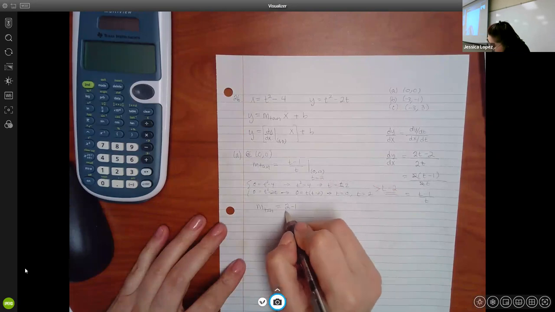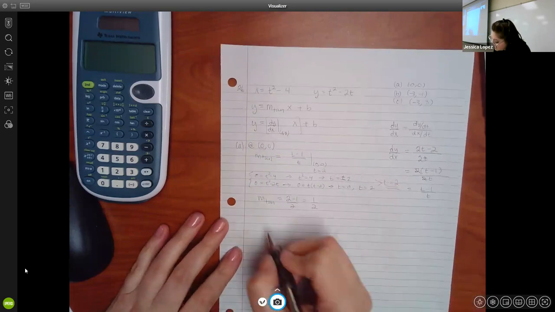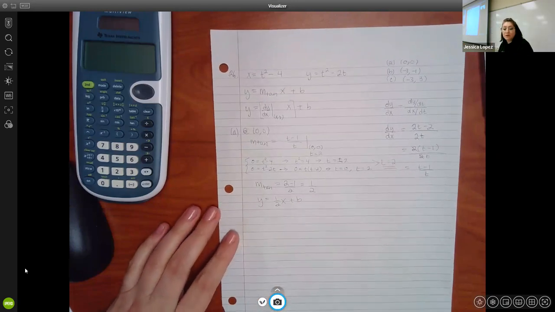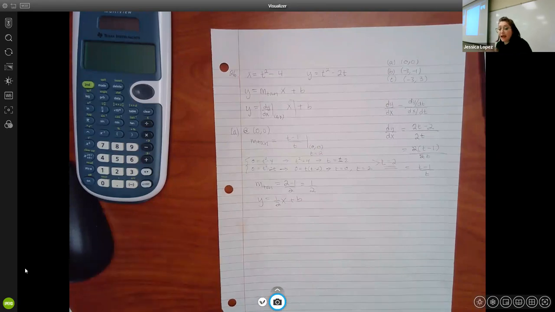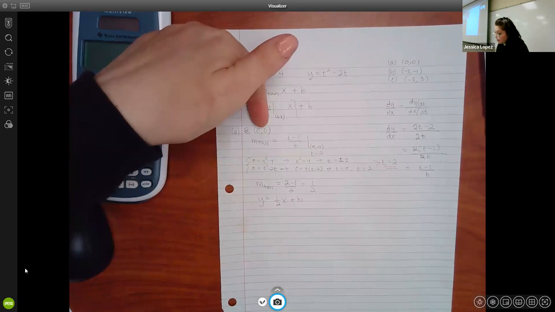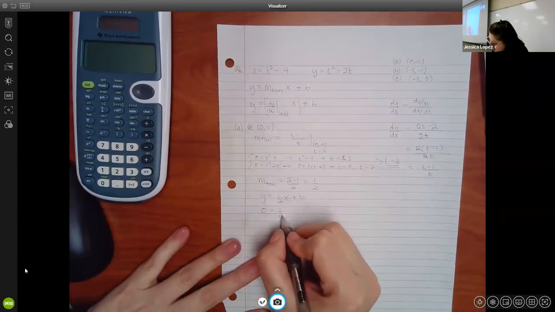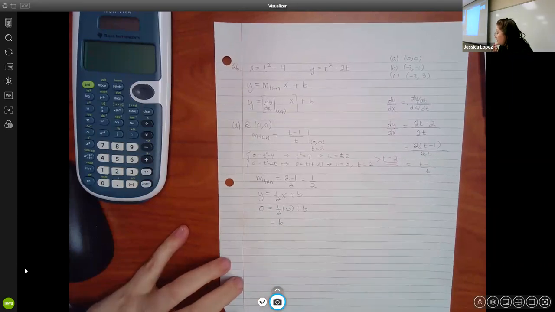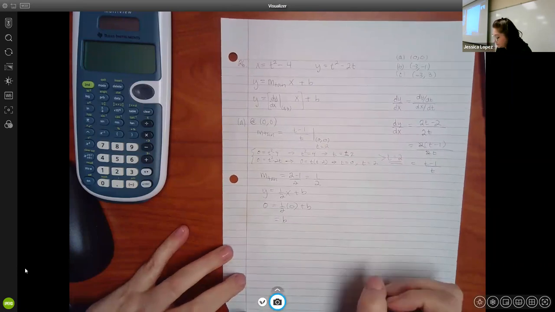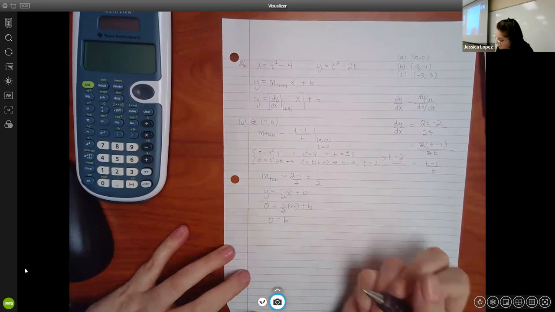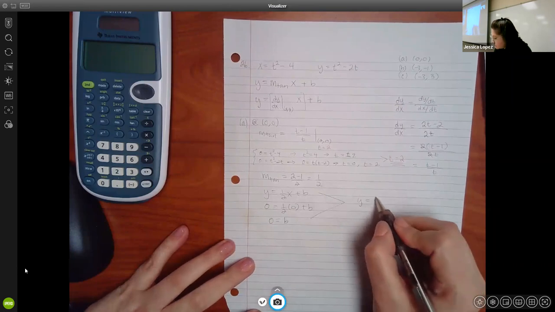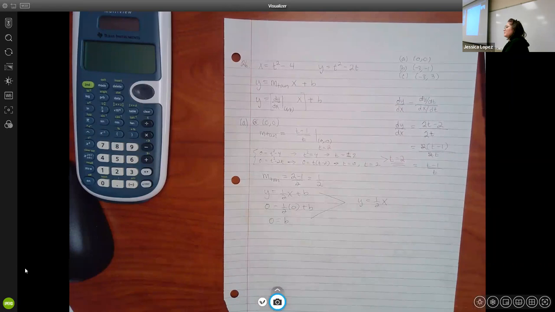So I have 2 minus 1 over 2, which is 1/2. So far my equation is y equals 1/2 x plus b. But in order for me to figure out b, I need to plug in x and y, and I have those. My point is x and y. So if this is 0 and this is 0, what is b? So all that together means my equation is just y equals 1/2 x, because I don't need to write plus 0. So this is the answer for part A.